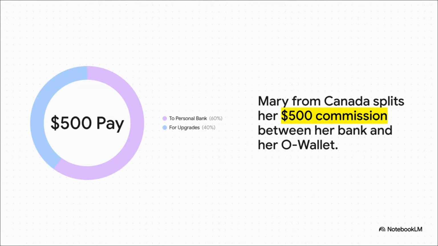Let's use a real-world example they gave. Say there's a user named Mary in Canada, and she earns a $500 commission. That money lands instantly in her OWallet. She then decides, okay, I'm going to transfer $300 of that to my personal bank account, and I'll keep the other $200 right here in my OWallet to pay for my next subscription upgrade. It just shows the kind of flexibility you have to manage your own funds.